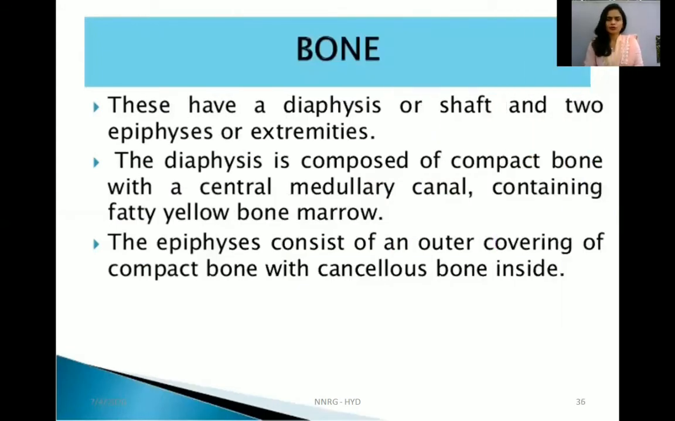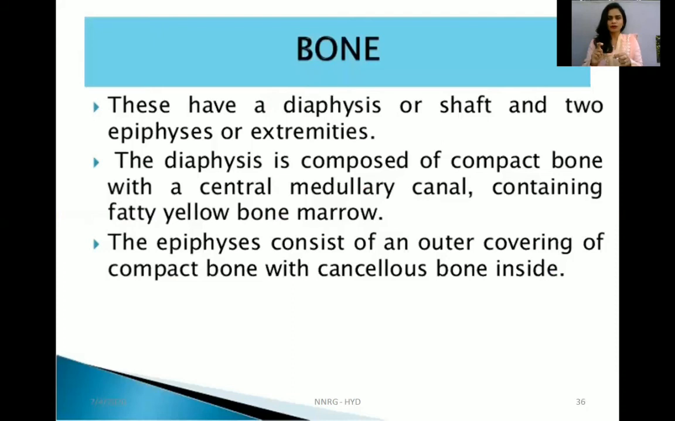Now coming to another type of connective tissue, that is the bone. Bone has got two parts. One is the diaphysis, which is composed of compact bone with a central medullary canal, which contains fatty yellow bone marrow in it. The other one is the epiphysis. Diaphysis has got the compact bone, which has a central medullary canal that contains the yellow bone marrow. Fatty yellow bone marrow is there in the diaphysis.